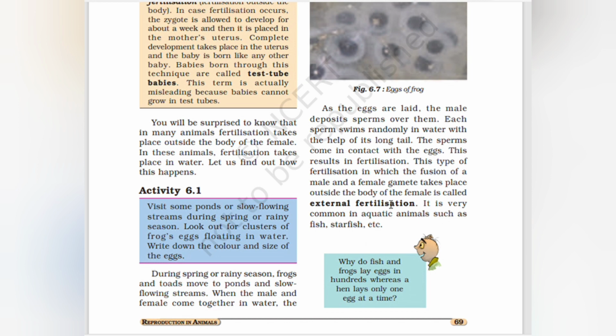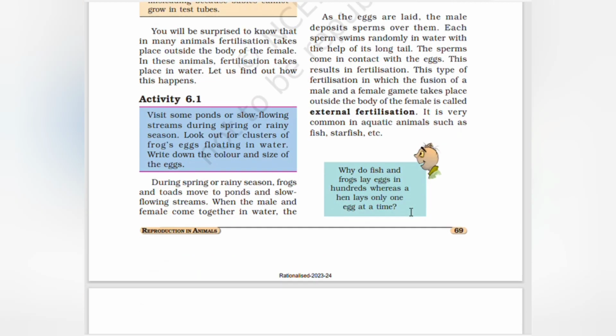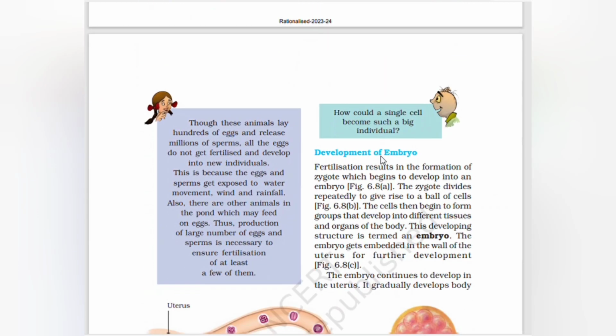This type of fertilization, in which the fusion of the male and the female gamete takes place outside the body of the female, is called external fertilization. It is very common in aquatic animals such as fish, starfish, etc.